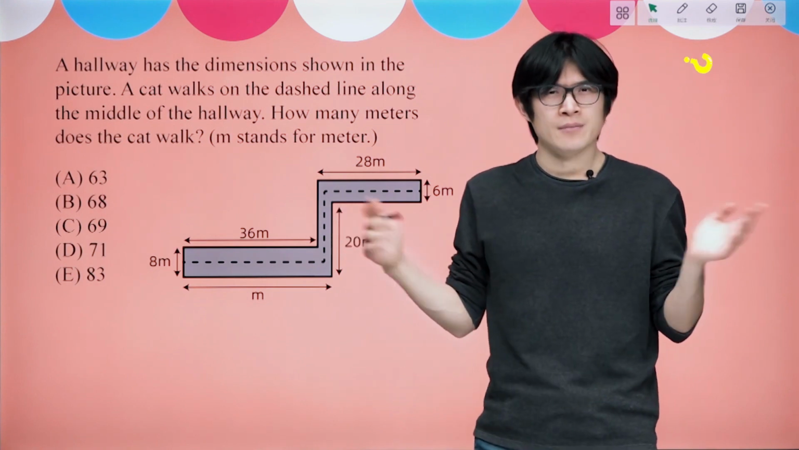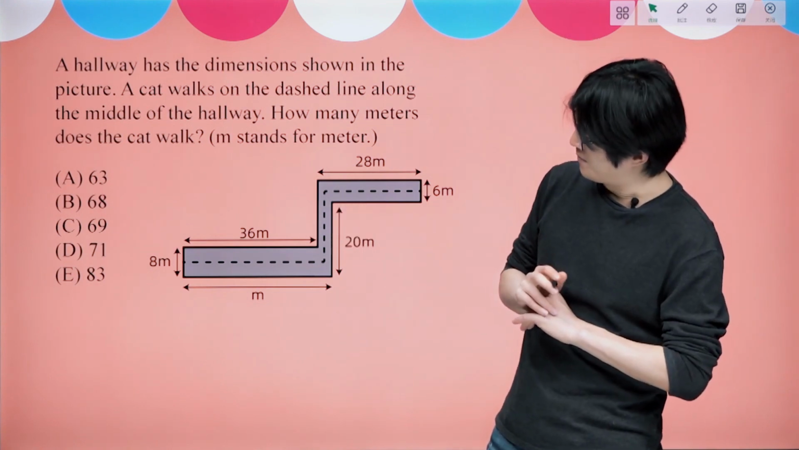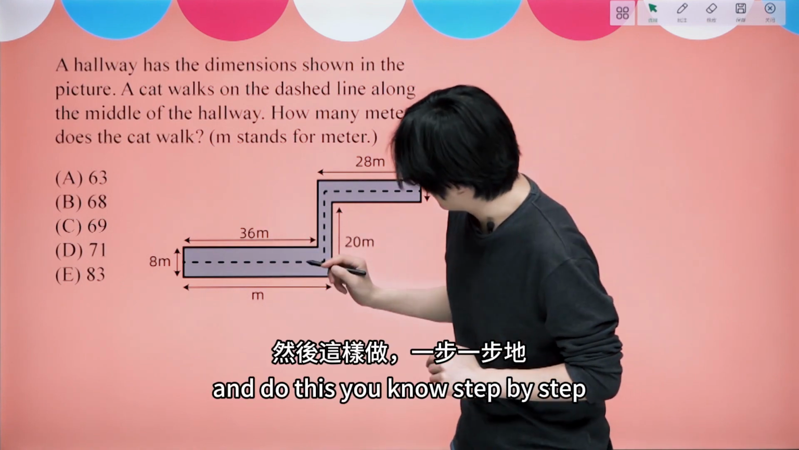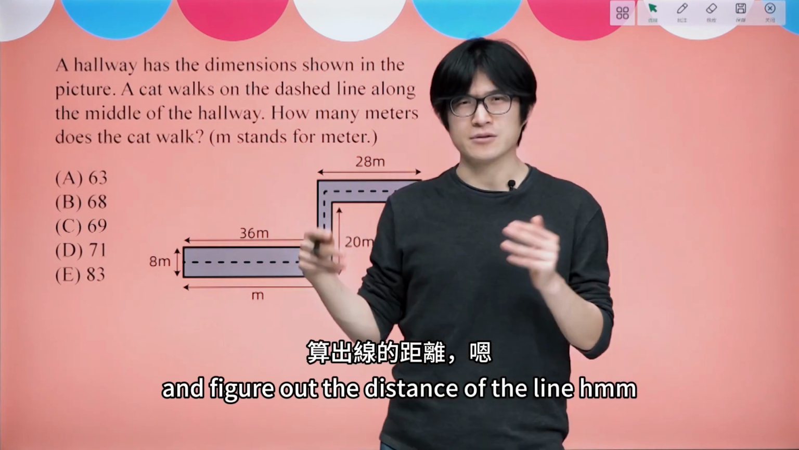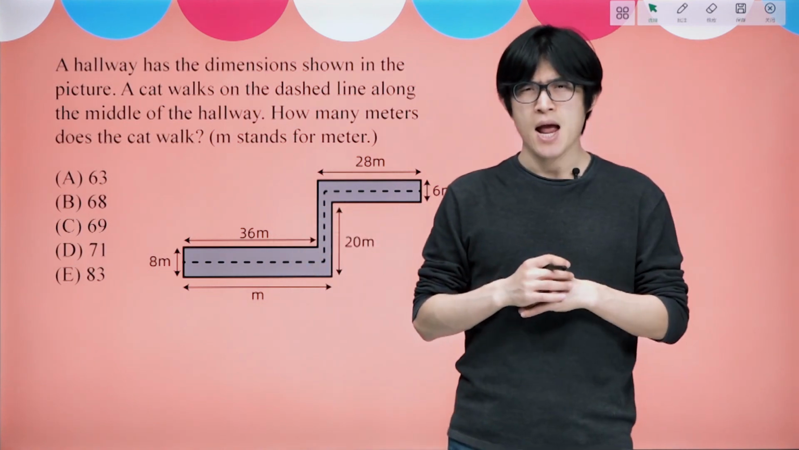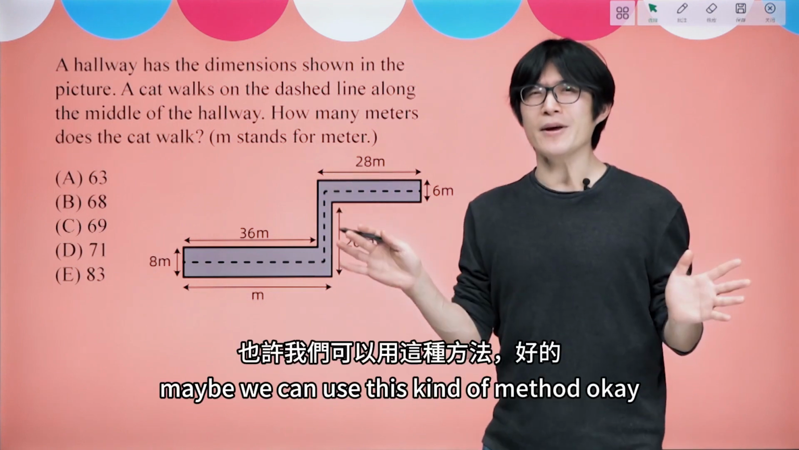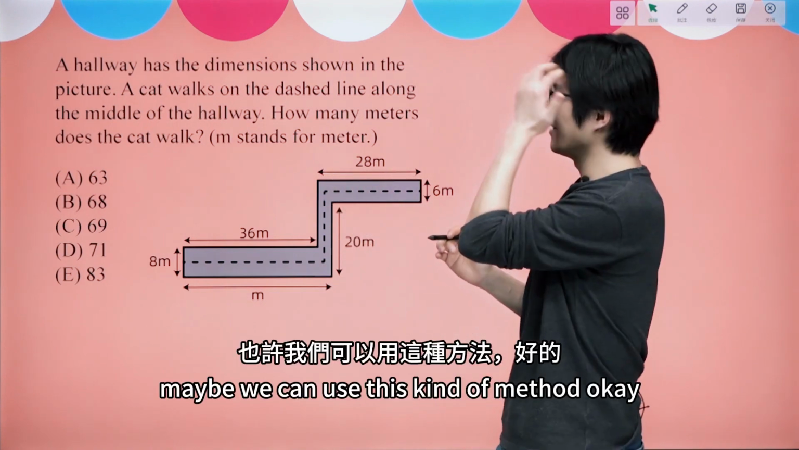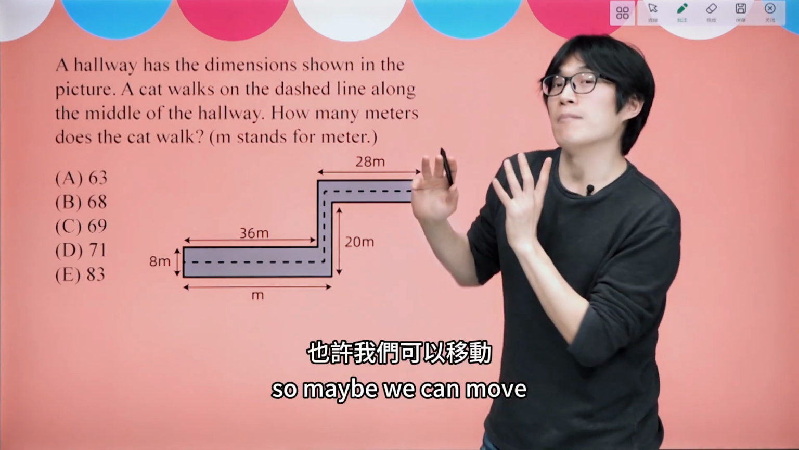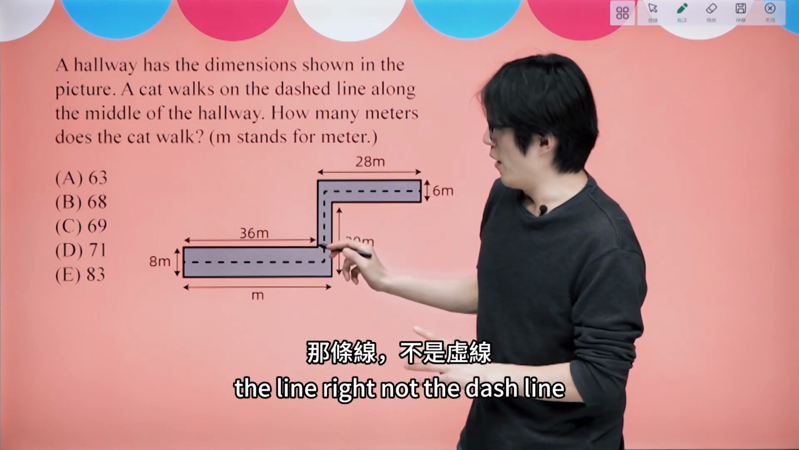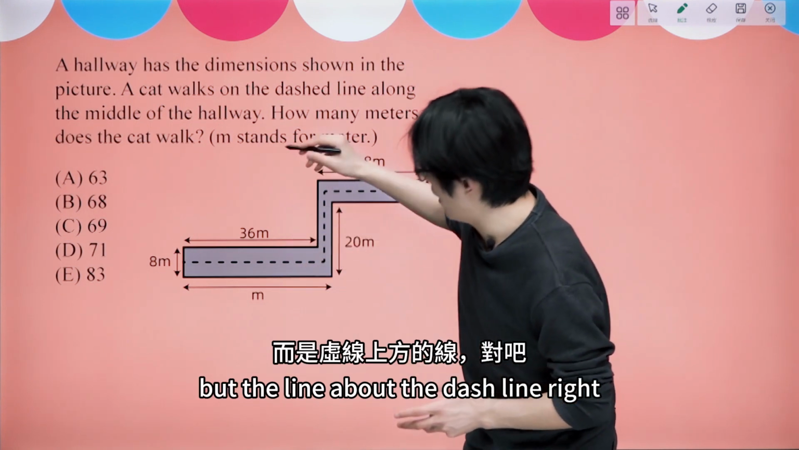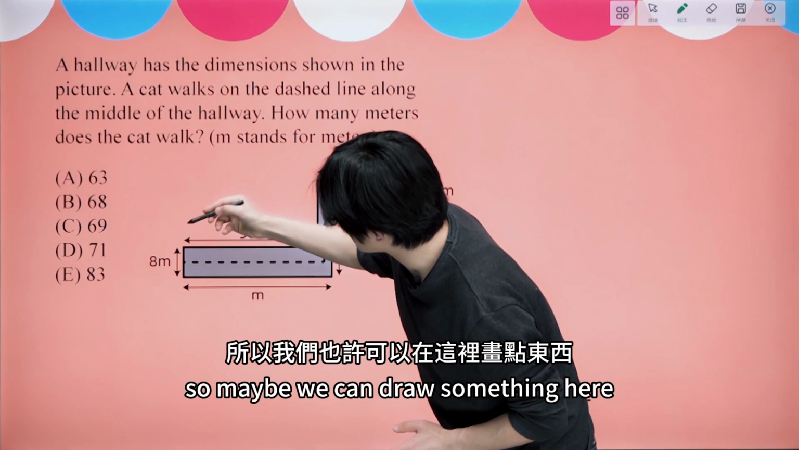How do we do it? Do you just draw something and do this, step by step and figure out the distance of the line? How do you do it? Maybe we can use this kind of method, okay? So here we go. Let's get a pen. So maybe we can move the line, right? Not the dashed line, but the line above the dashed line, right? So maybe we can draw something here.